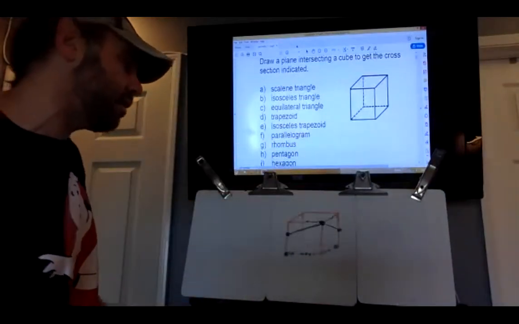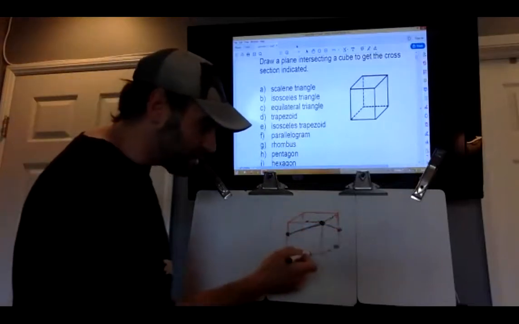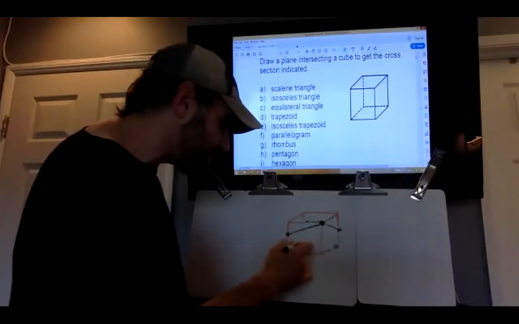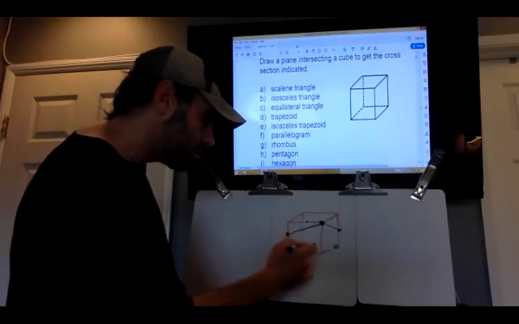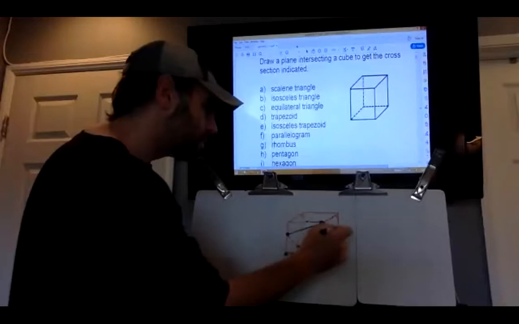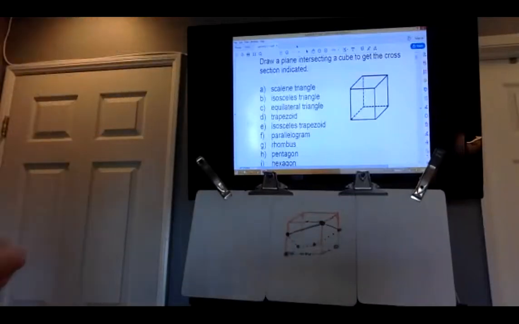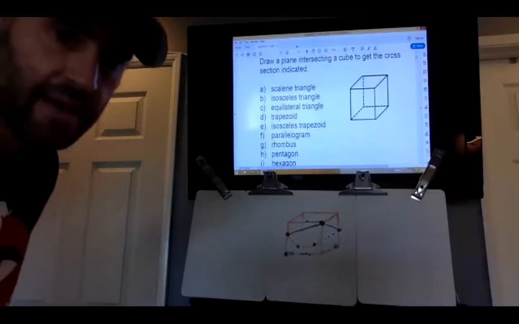It's hard to see, I know. And you don't want to come out the bottom. You want to come out there and there. There you go. That's going to make a pentagon with the block of cheese. Hopefully everybody can see that. Yep, you can see it.